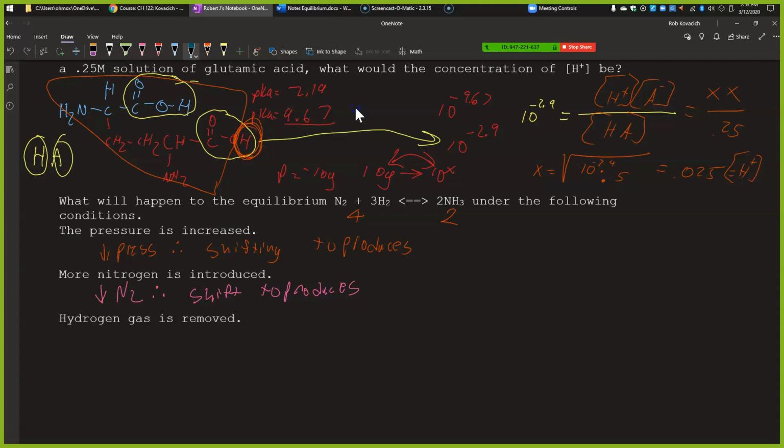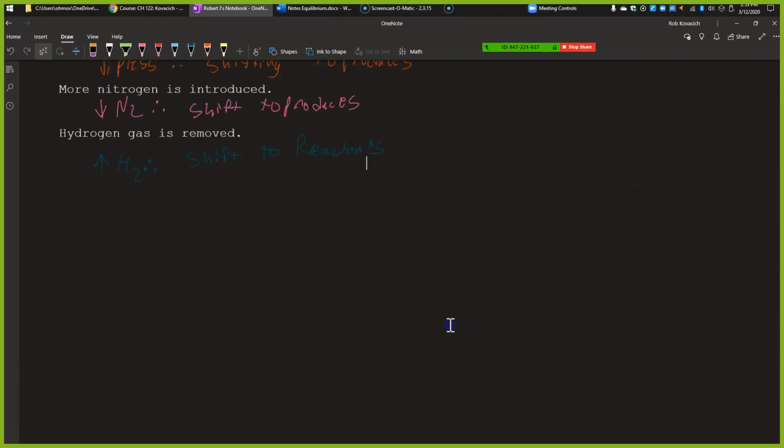All right, so hydrogen is added, or sorry, hydrogen is removed. So what's the reaction going to do? Replace it. Replace the missing hydrogen. So increase the amount of hydrogen. So that means I'm going to have this shift to reactants. Because if I shift it to the reactants, then I make more of the hydrogen that was lost. And that's it.